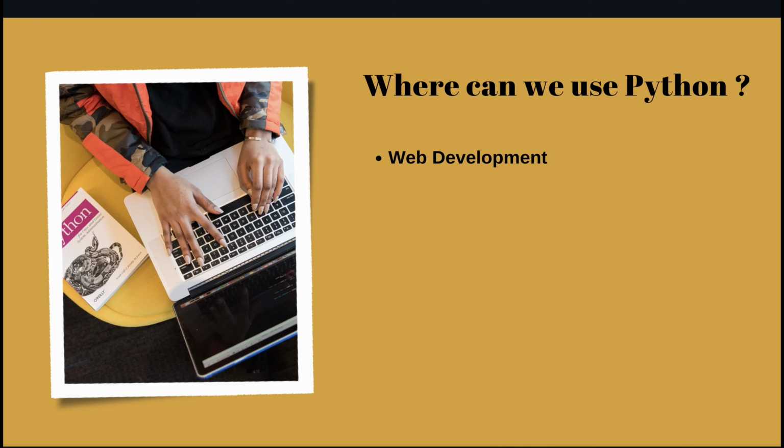Next, we can use Python in machine learning and artificial intelligence. Python is the most popular choice for building machine learning or artificial intelligence applications due to the wide range of available modules and the simplicity of Python. For this, we have some popular modules like TensorFlow, sklearn, OpenCV, Keras and SciPy.